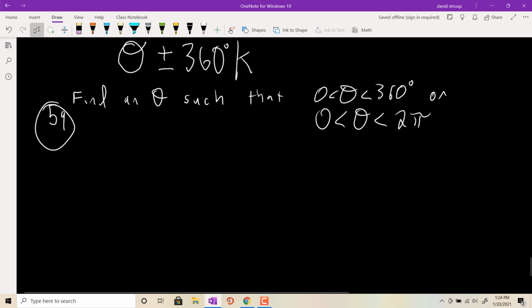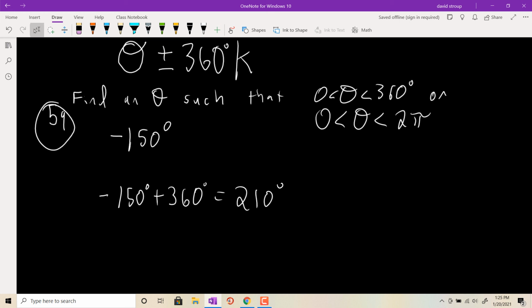Okay, so number 59, negative 150 degrees. To get into the range here, we need to increase it. So we'll just keep on adding 360 until we get something in between 0 and 360. We start with negative 150 degrees and add 360, and we end up with 210 degrees, which is definitely in our interval. So that would be our answer.